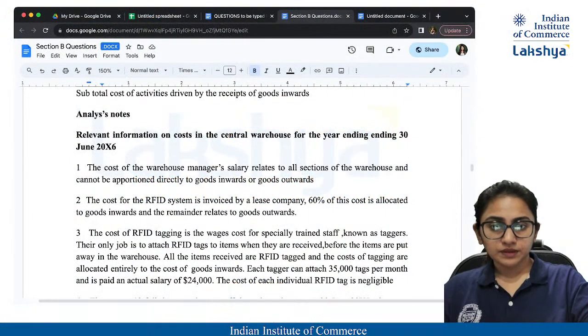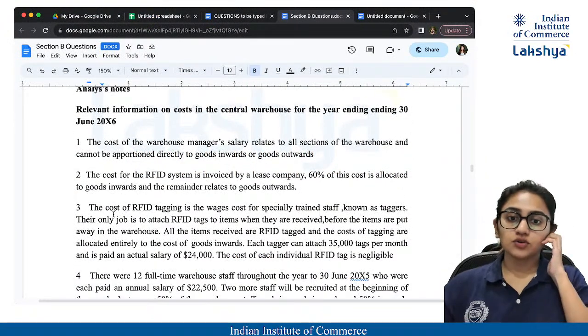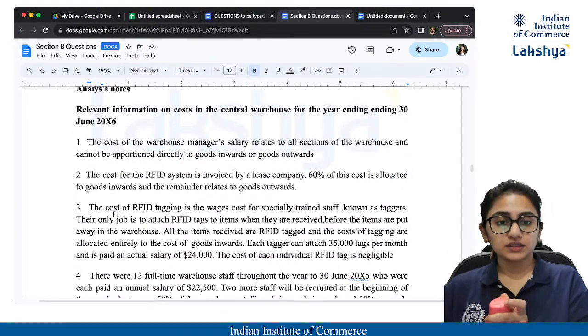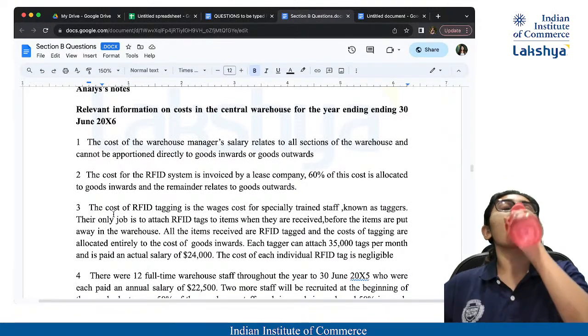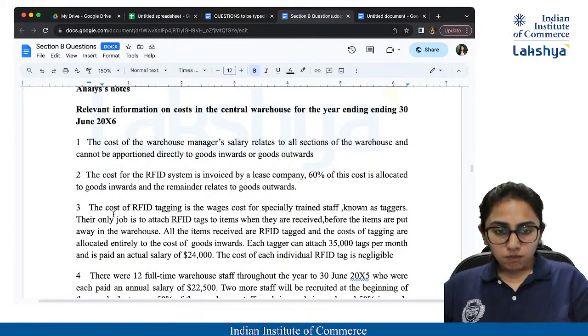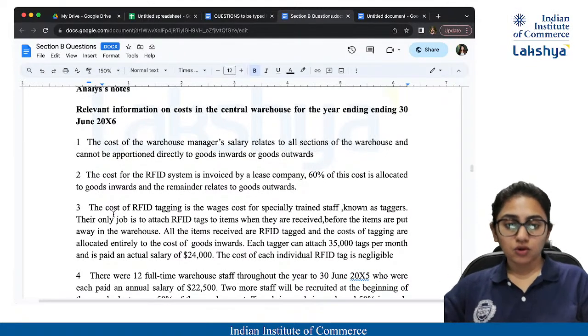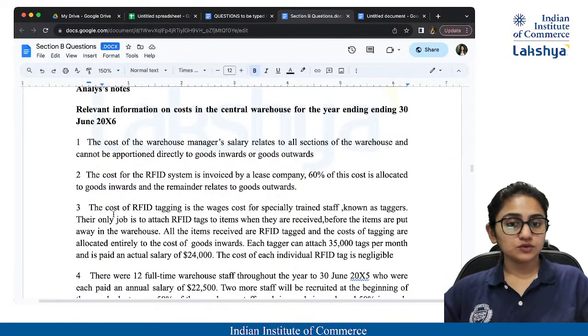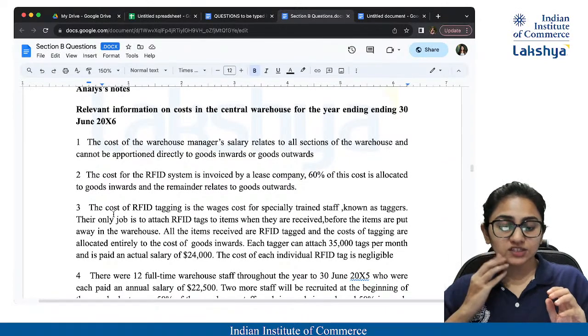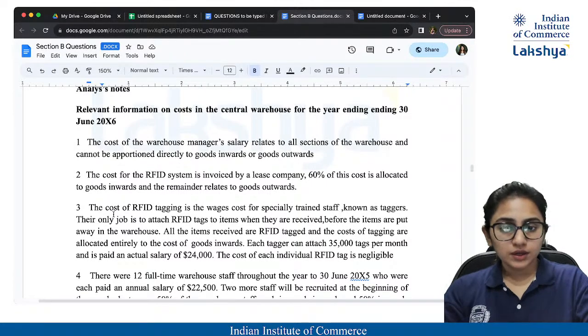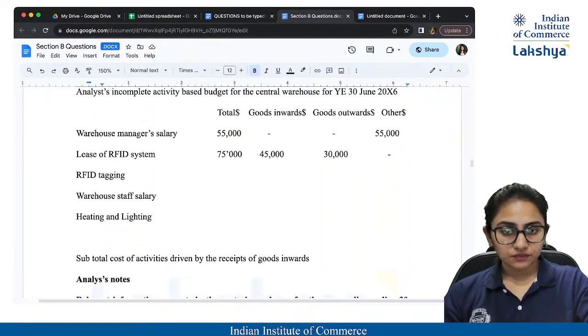Okay. So relevant information on cost in the central warehouse for the year ending 30th June 2026. The cost of warehouse manager's salary relates to all sections of the warehouse and cannot be apportioned directly to goods inward, goods outward. So warehousing manager's salary directly goes to others, which is already done here.